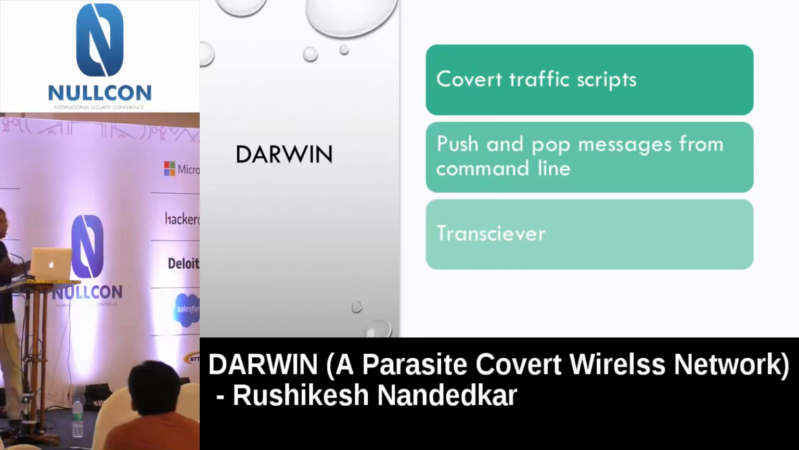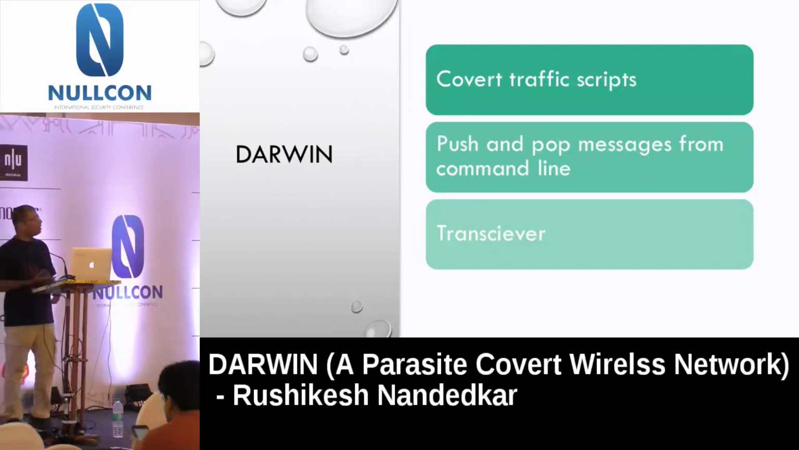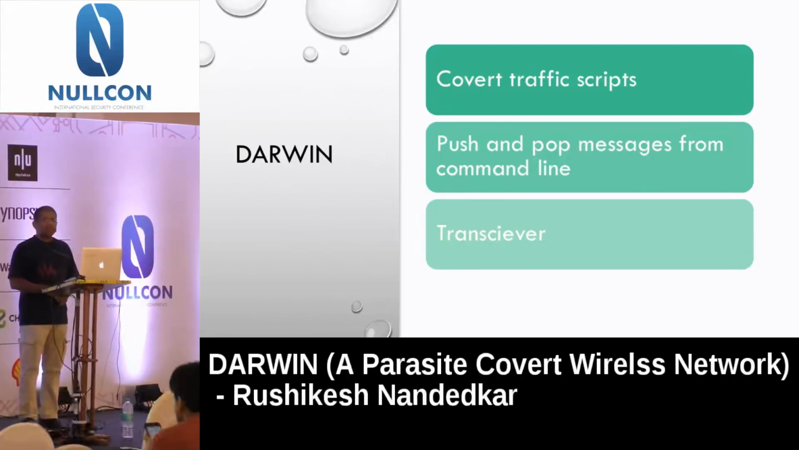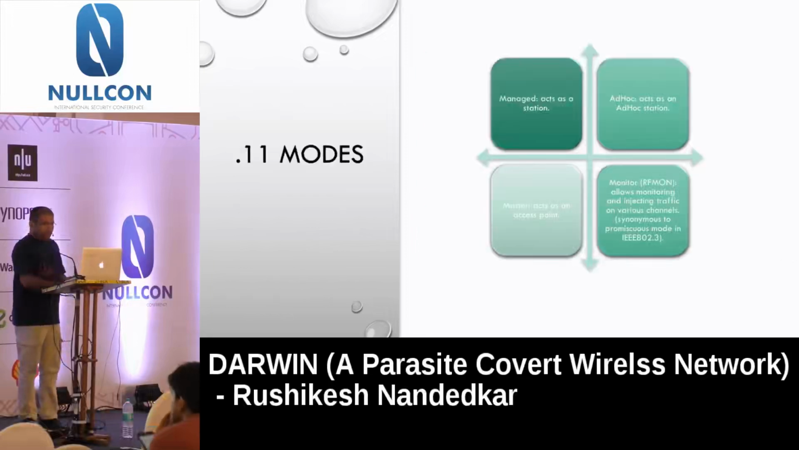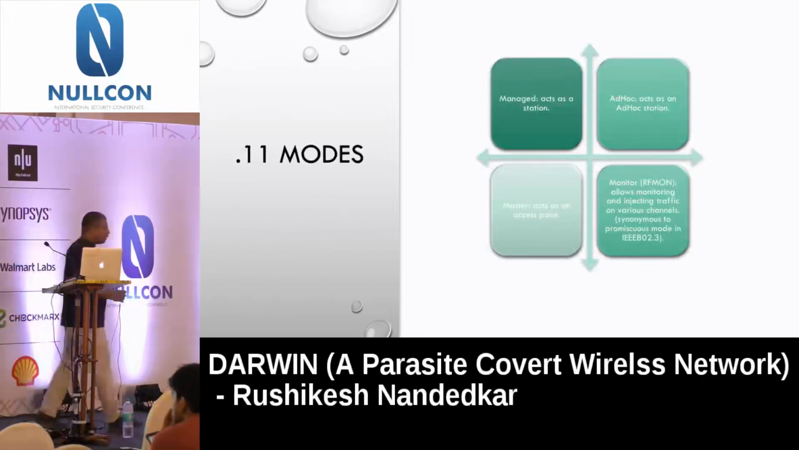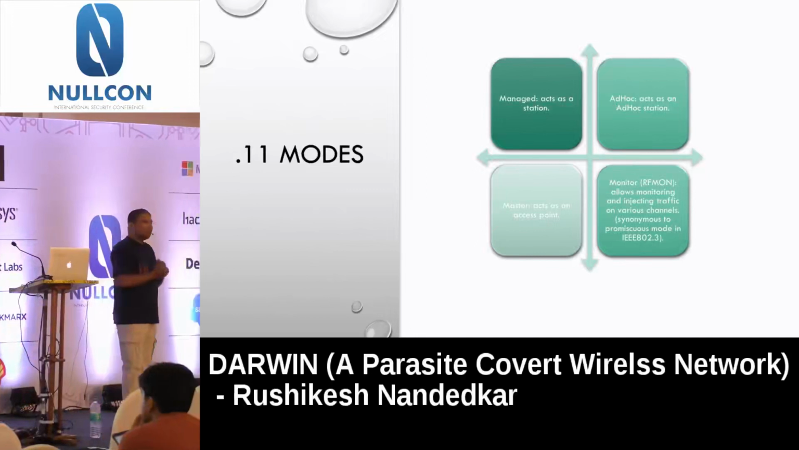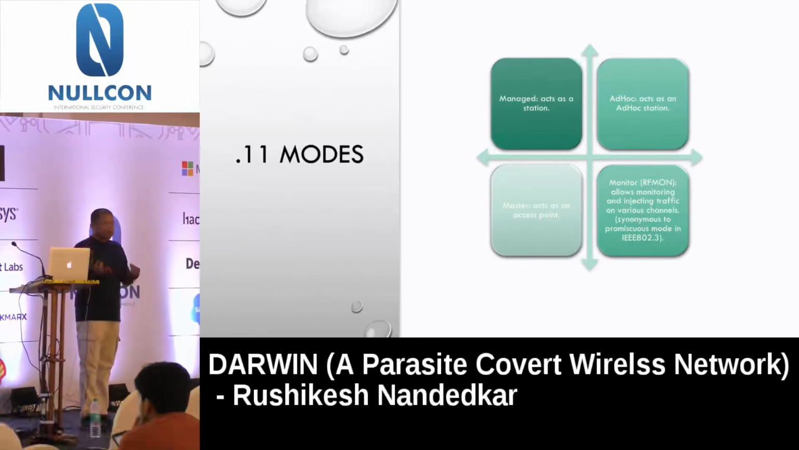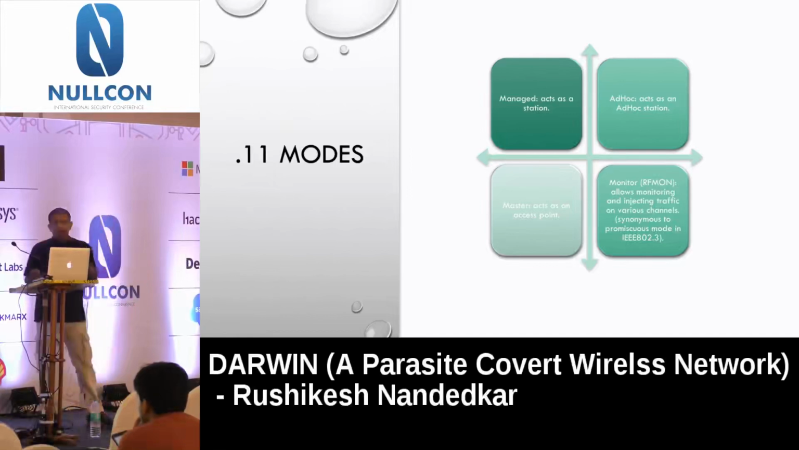So Darwin, we can build out of these three building blocks: covert traffic scripts, push and pop messages from the command line, and transceiver. Before touching the core functions of Darwin, we just need to understand a bit of the working of wireless networks and some modes, we can say.